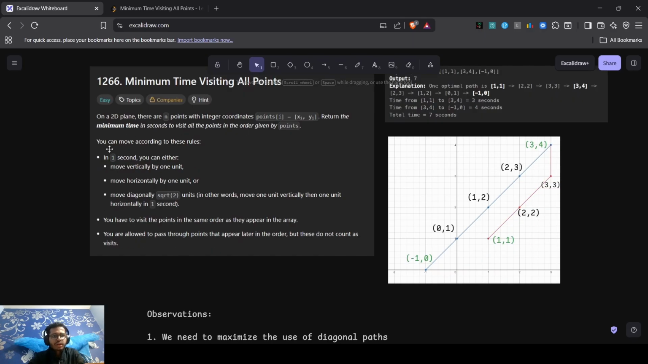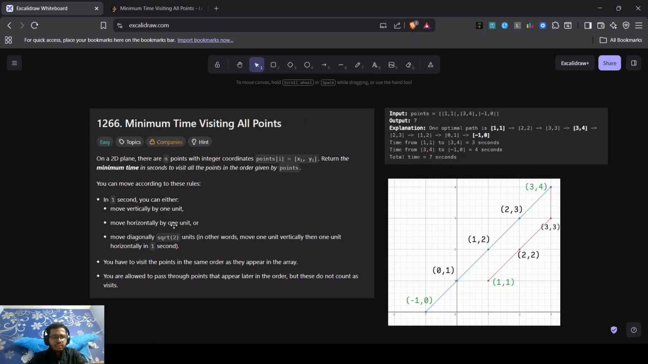Now, you can move according to these rules. Let's see what these rules are. In 1 second, you can move vertically by 1 unit. That means this is the movement you can do, up or down. This is the vertical movement you can do, by affecting 1 second from your total time. And you can move horizontally. That means this direction. Vertical or horizontal costs 1 second each.